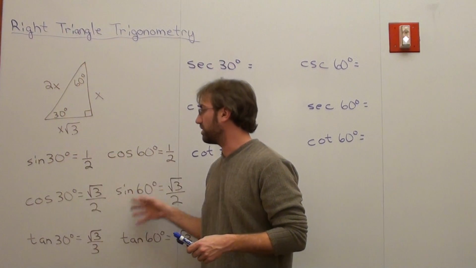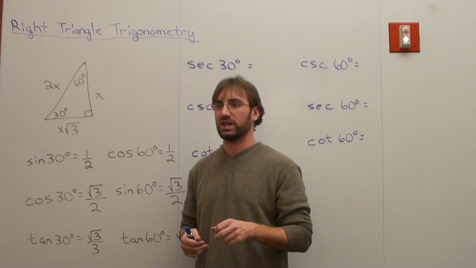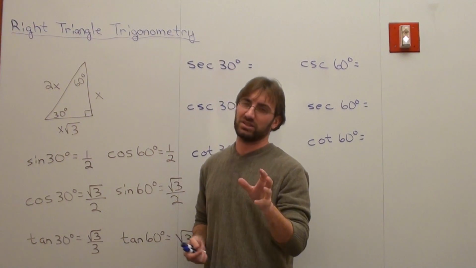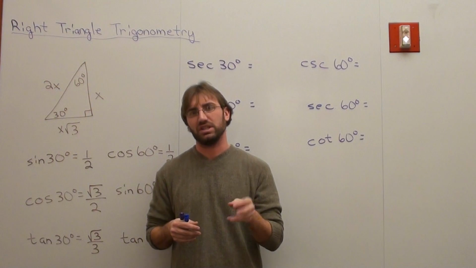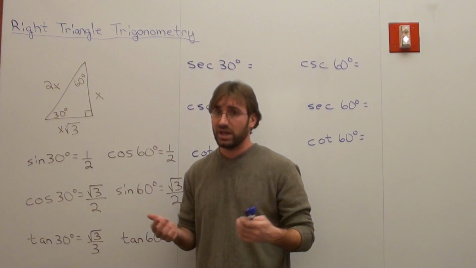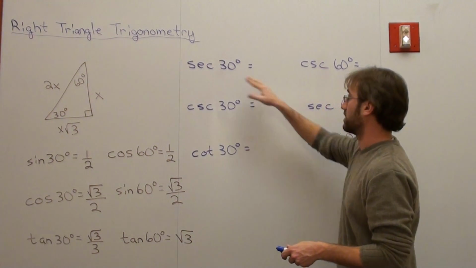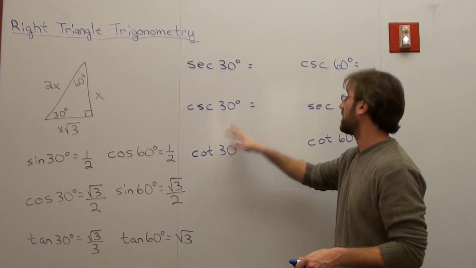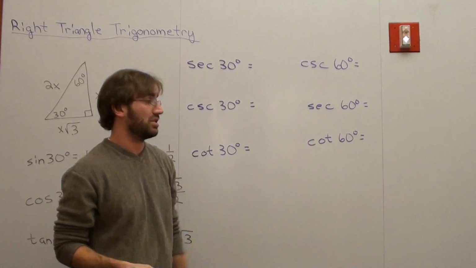But all you really got to do is understand these, and understand how reciprocal functions work and cofunctions work. And that's a little difficult. Cofunctions are a little bit more difficult to understand, but reciprocals are pretty easy for students to fathom. So we'll see how it goes. It shouldn't be terrible. So I've got these 6 functions right here: secant of 30, cosecant of 30, cotangent of 30, cosecant of 60, secant of 60, and cotangent of 60.